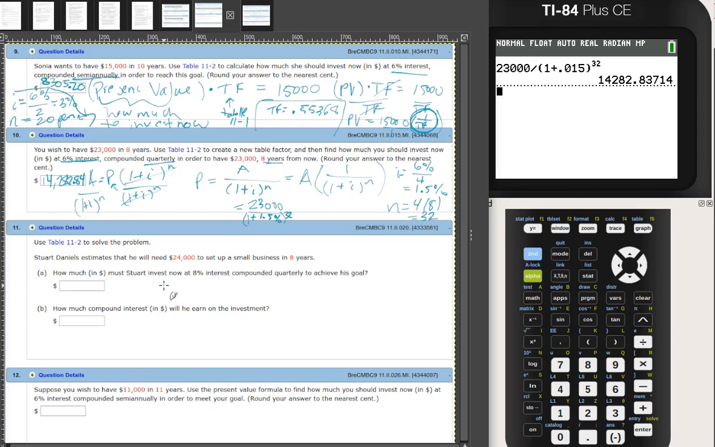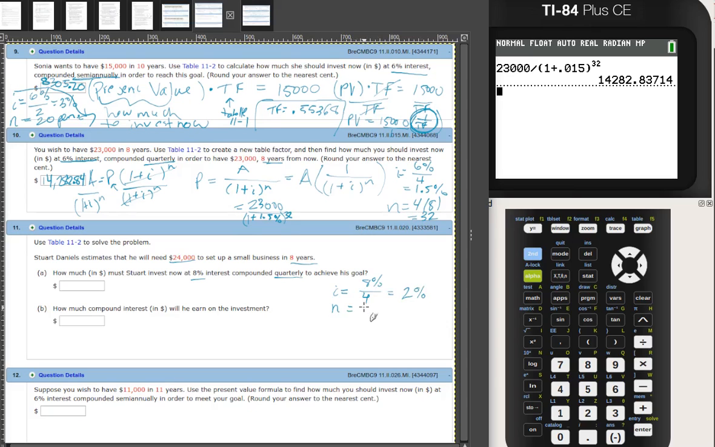And now, what are we talking about? It says for number 11, Stuart Daniels estimates that he will need $24,000 to set up a small business 8 years from now. Wow, he's really forward thinking. It says, how much must he invest now at 8% interest, compounded quarterly, to achieve his goal? So what do we have? We need to have an interest rate per period and a total number of periods. The interest rate per period is 8% for the whole year, and there are 4 periods. So that gives us 2% per period.